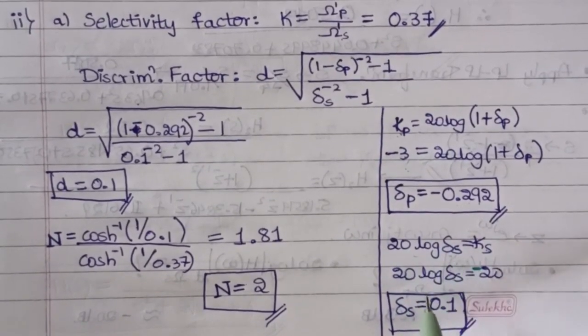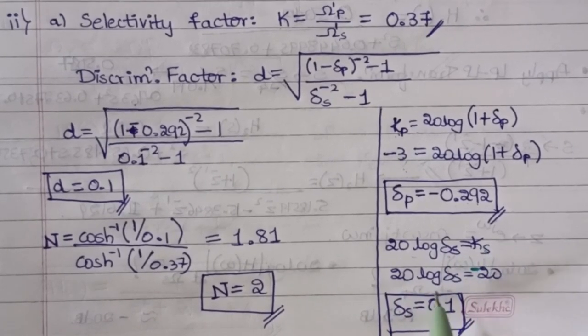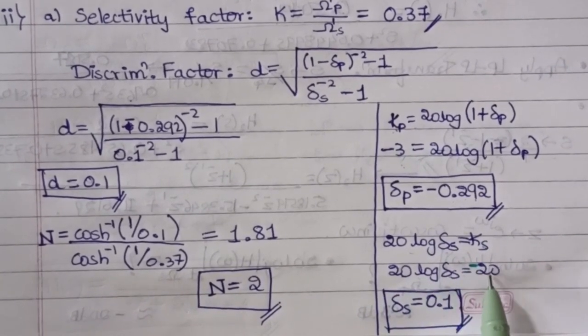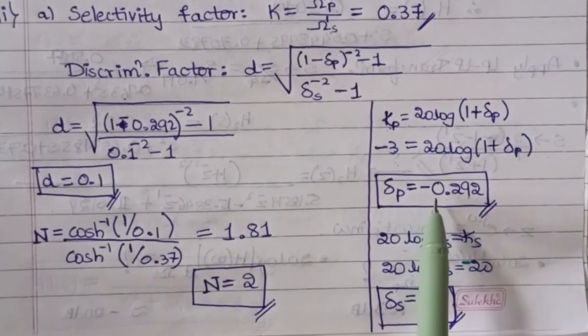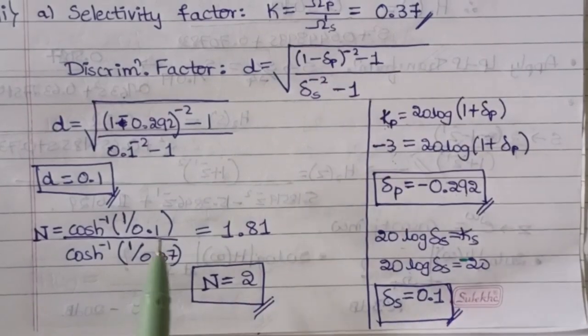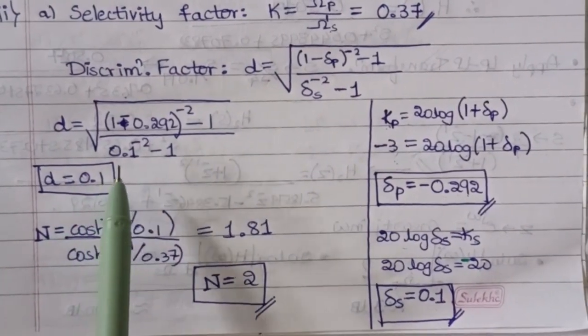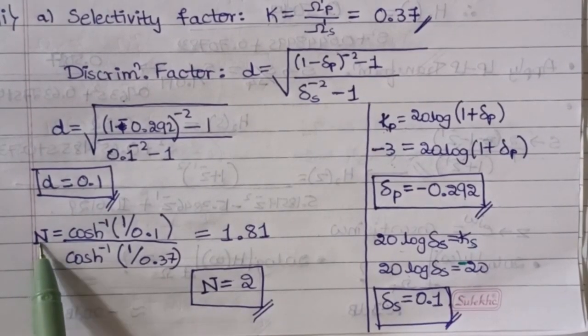Similarly, delta s is given as 20 log delta s is equal to ks. Ks is minus 20 dB. 20 log delta s is equal to minus 20. Hence, delta s is equal to 0.1. After finding the values of delta p and delta s, substituting these values in the formula to find d, we get d is equal to 0.1. After finding the values of k and d, we can find the value of n.